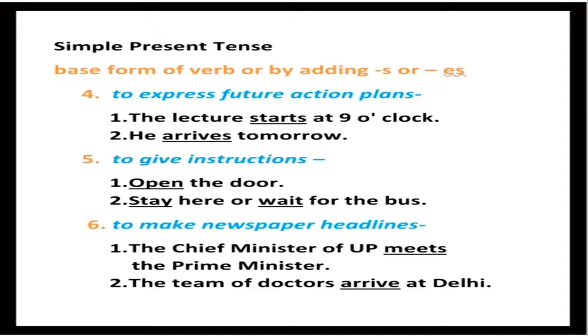The second example: he arrives tomorrow. The word tomorrow is showing that we are talking about future time. But to denote this future time, we have used simple present tense.